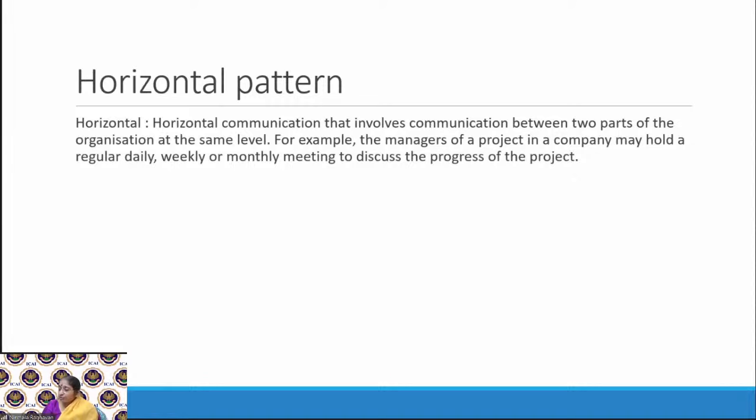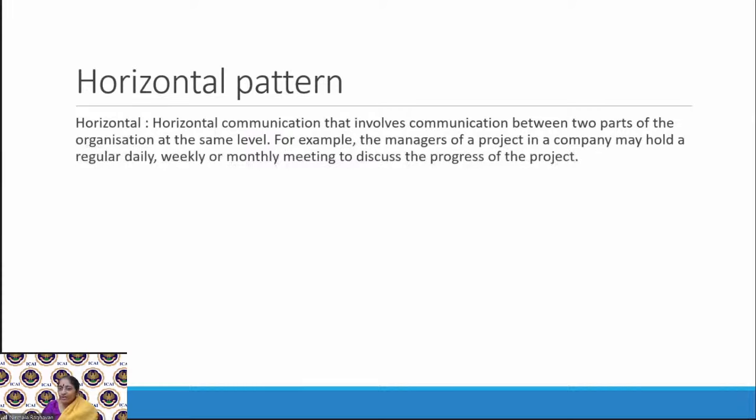Communication that happens between two people, say from the HR department and the finance department, two managers discussing issues, right? That is called diagonal. This again is two-way discussion. It's two parts of the organization at the same level. For example, the managers of a project in a company may hold a regular daily, weekly, or monthly meeting to discuss the progress of the project.